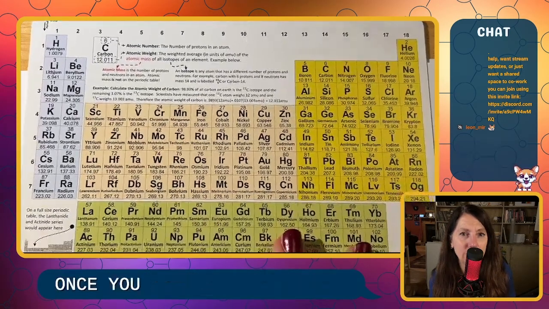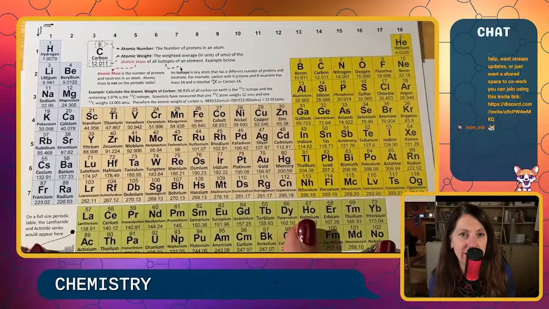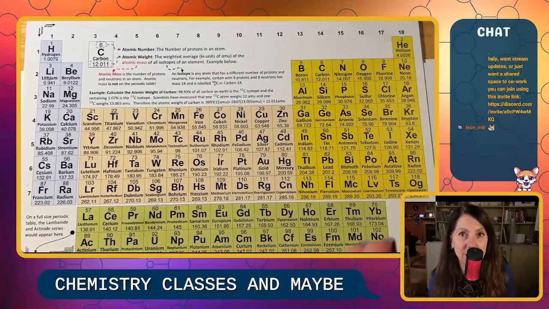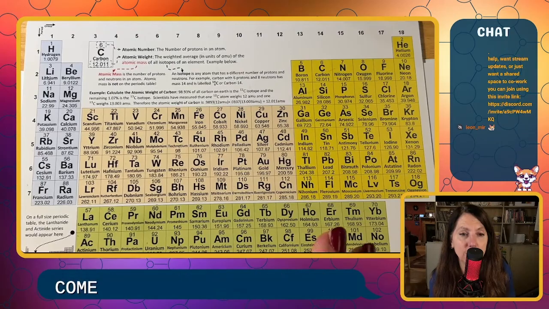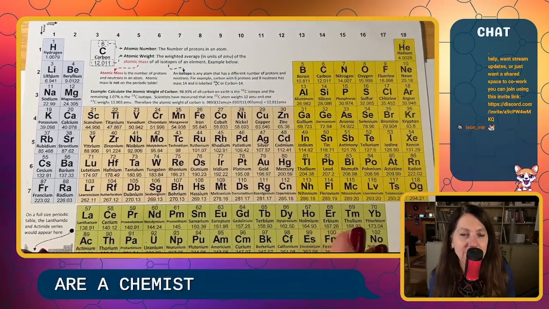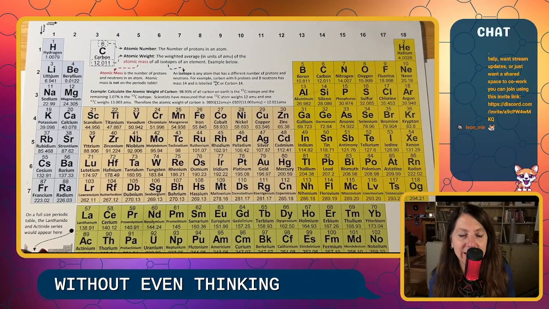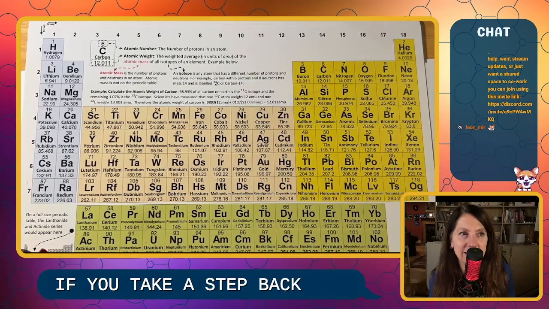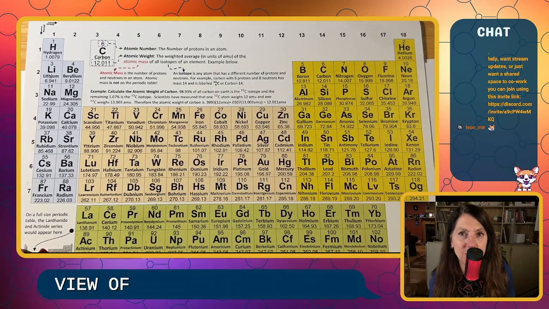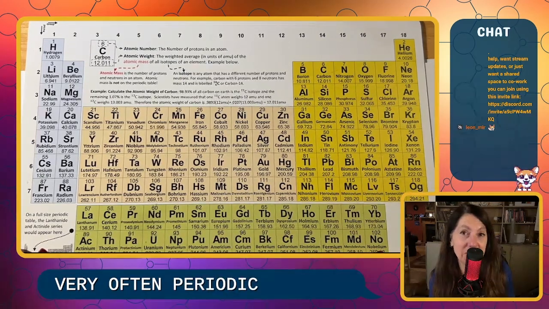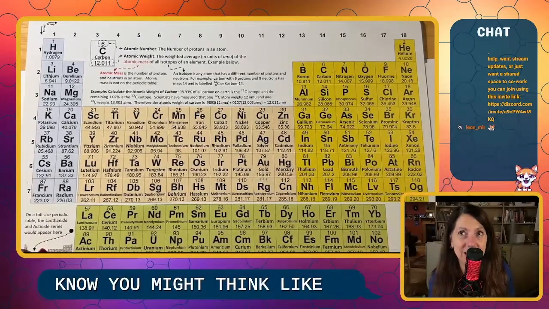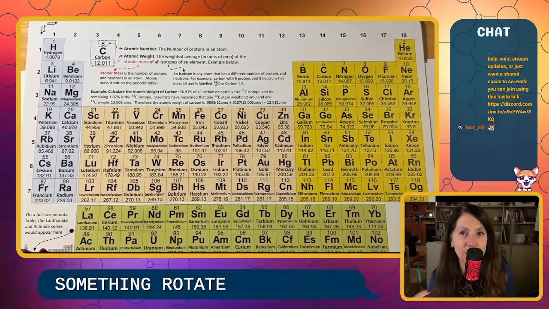Once you take a lot of chemistry classes and maybe even come to a level where you are a chemist, you use this word periodic almost without even thinking. But if you take a step back and take it from a point of view of someone who does not talk about chemistry very often, periodic, like, what does that mean? You might think like something rotating and going around and around.